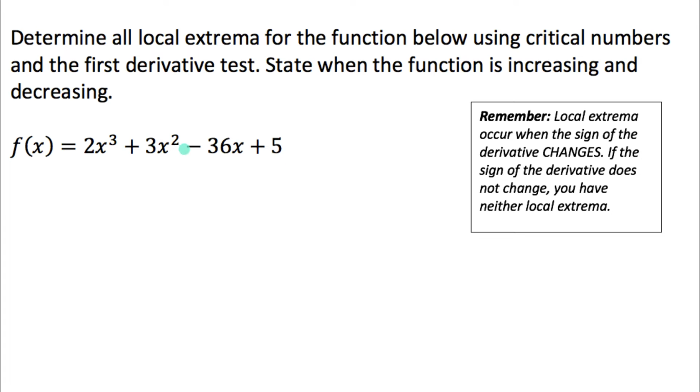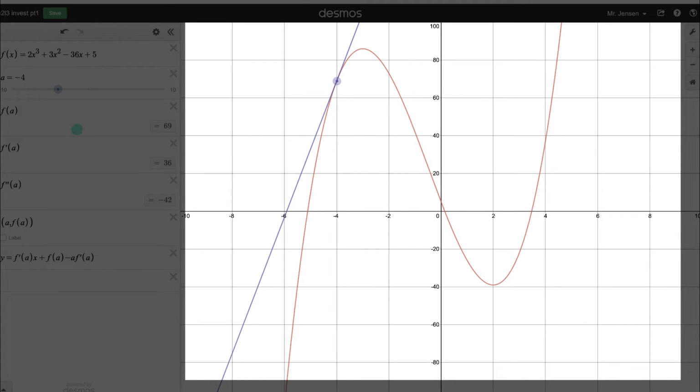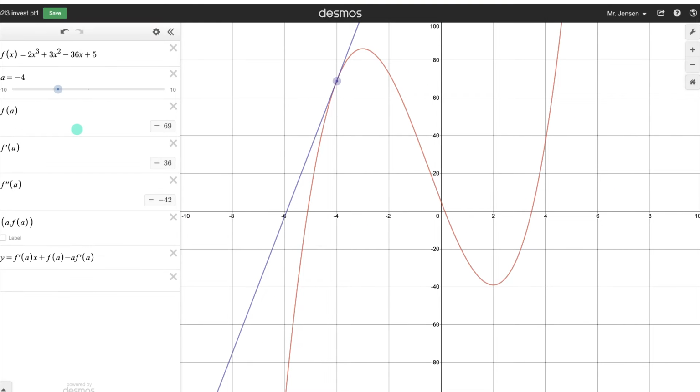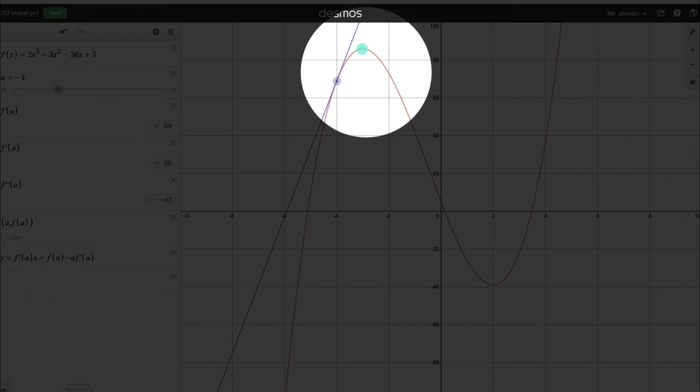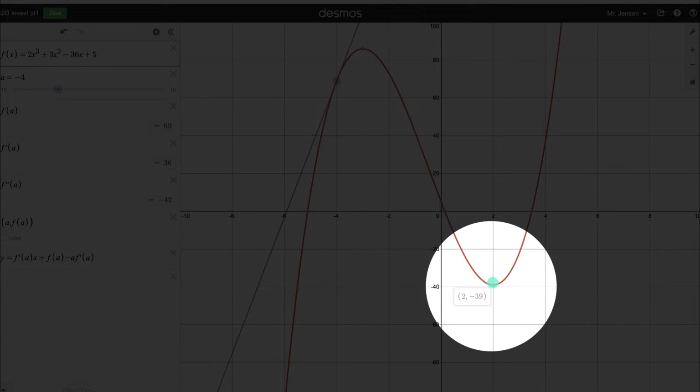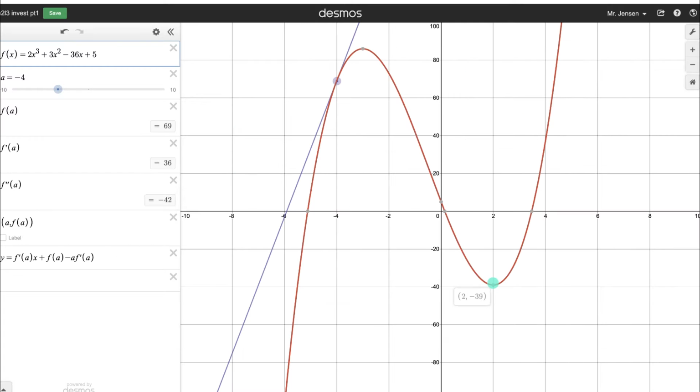So before we actually do the algebra that goes along with this, let me go over to Desmos and show you the graph just so you can see what we're going to be doing. So here's the graph of the function. We're trying to find the local max and min points. Notice there's a local max point right here at negative 3, 86 and a local min point right here at 2, negative 39. How are we going to find those using the first derivative test?